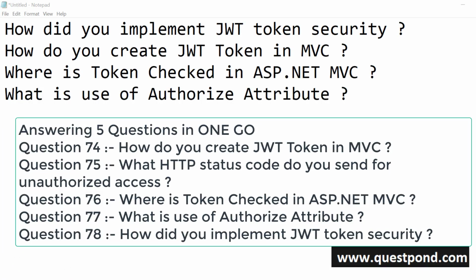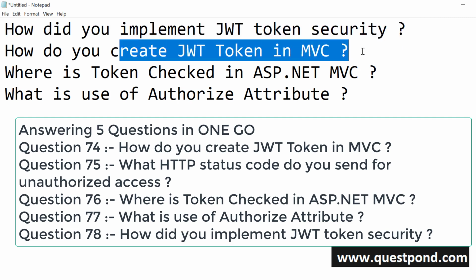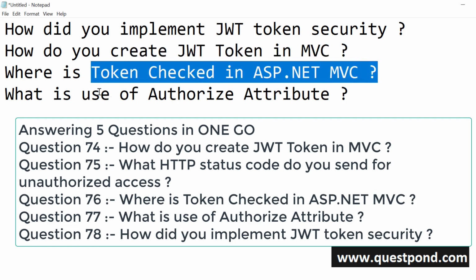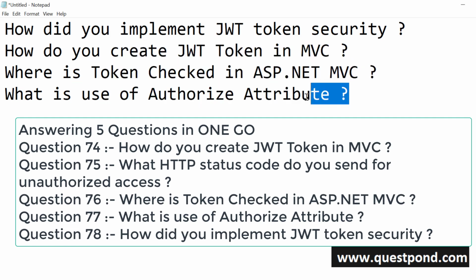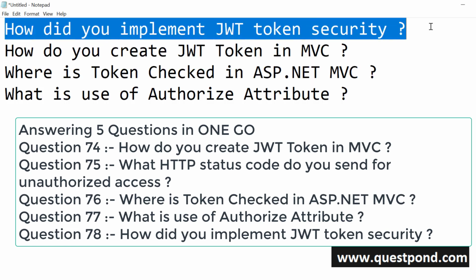Now let us start with the most important question. How do you implement JWT token security in an MVC Core application, right? Now either the interviewer can ask you this one question and he is expecting an overall answer, or he can ask you specific sections, like, how is the token created, or how is the token checked, or what is the use of the authorize attribute, right? So he can either ask you small pieces of the whole JWT token process, or he would like to hear the overall process of how you implemented JWT token, right?